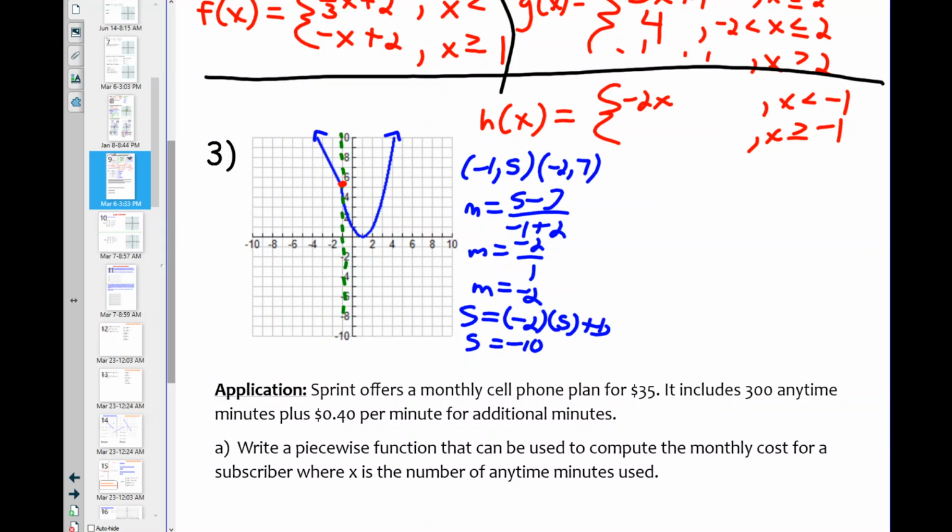Oh, wait, that doesn't make sense. What did I do wrong? I put 5. Oh, no, because I put the 5 twice. This should be -1. The x was -1.